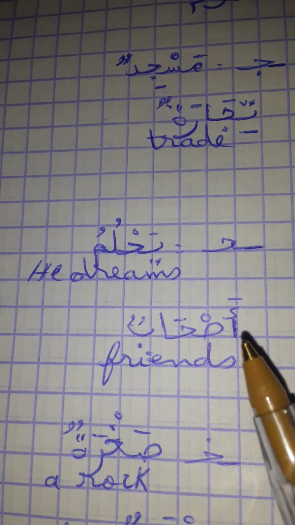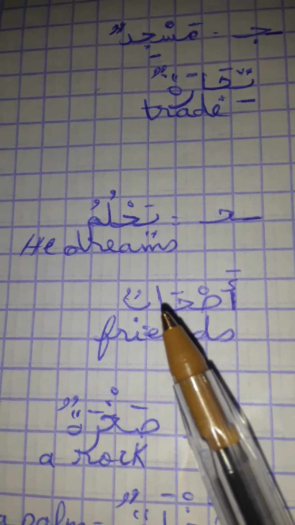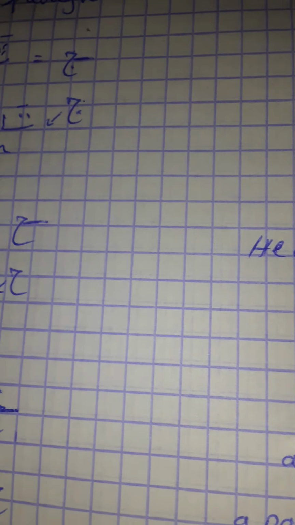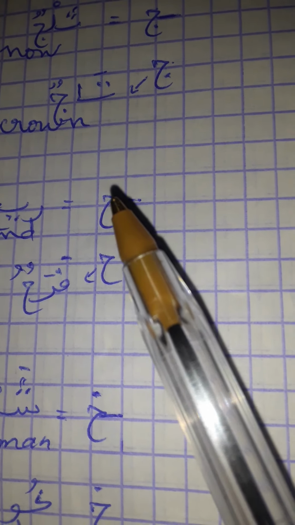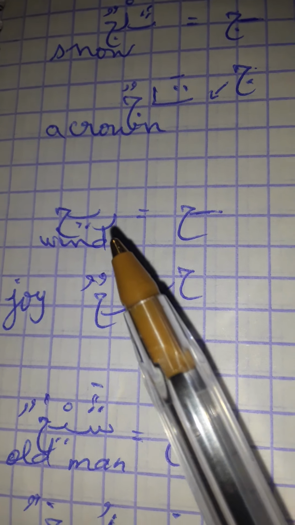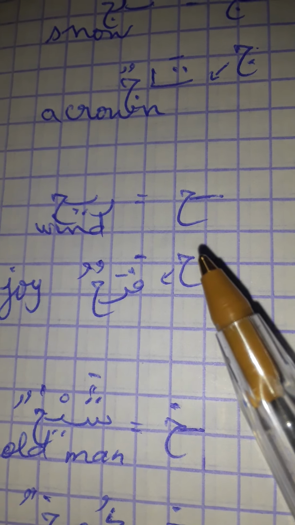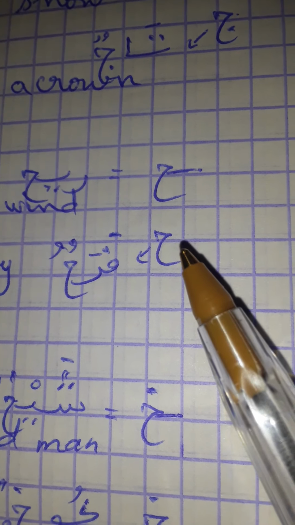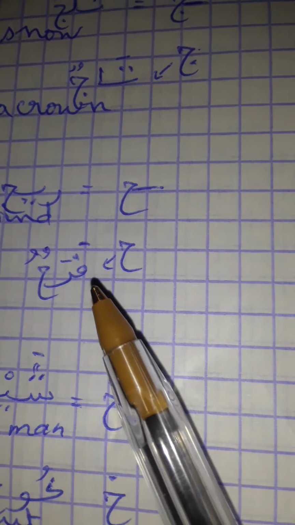Another example of the ha in the initial form, أصحاب means friends. In its final form, we draw the connecting line, then the ha. Example, ريح, wind. And in its final form, another shape of the ha, when it is preceded by an unfriendly letter. Example, فرح, joy.